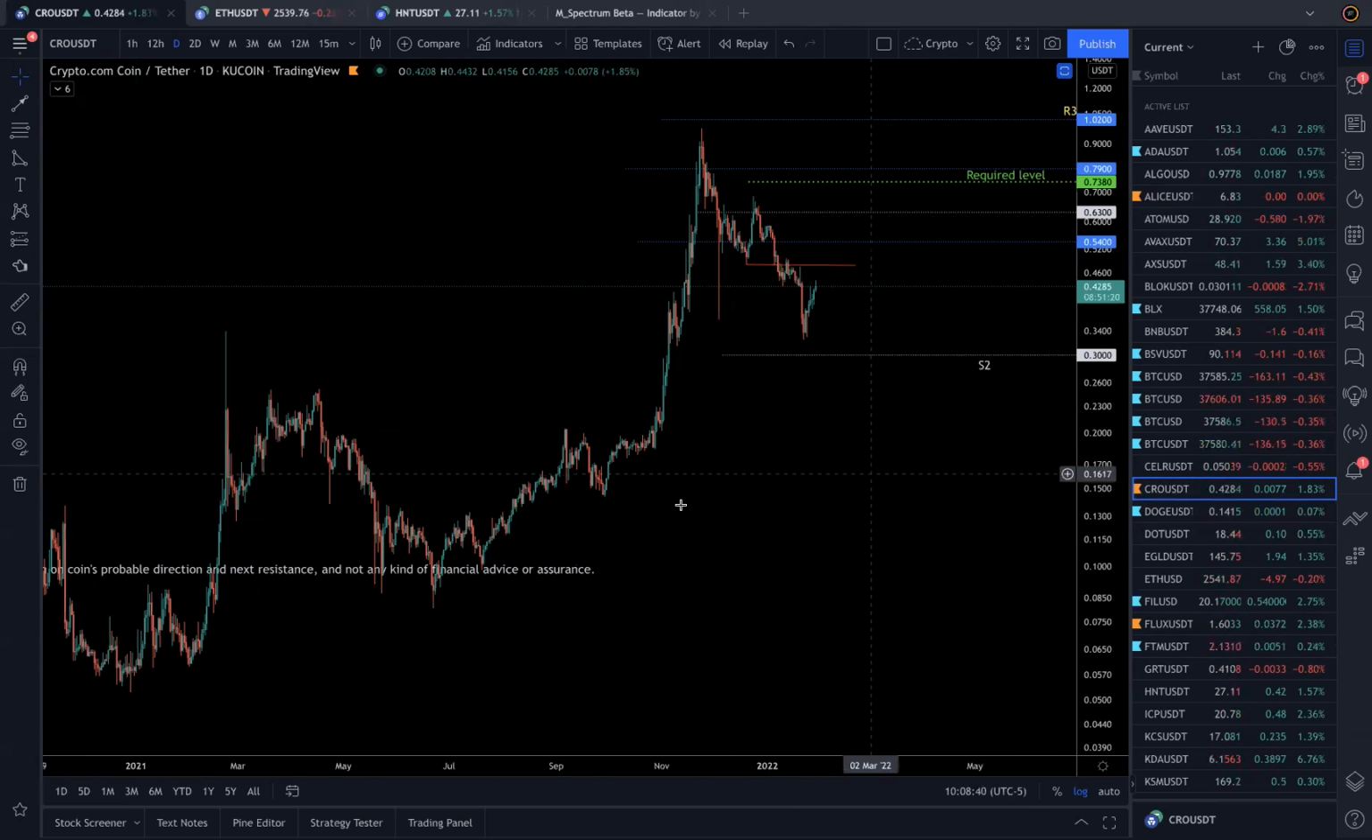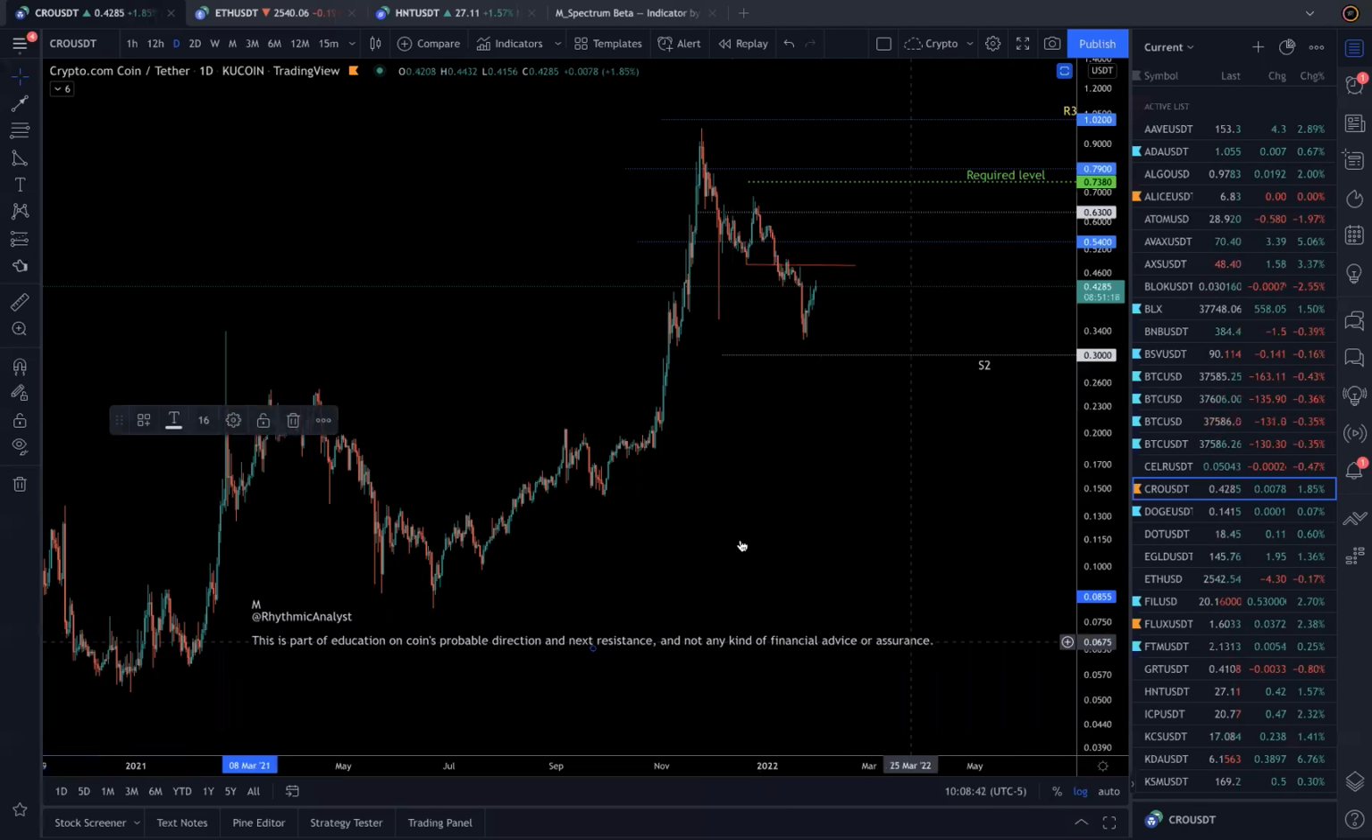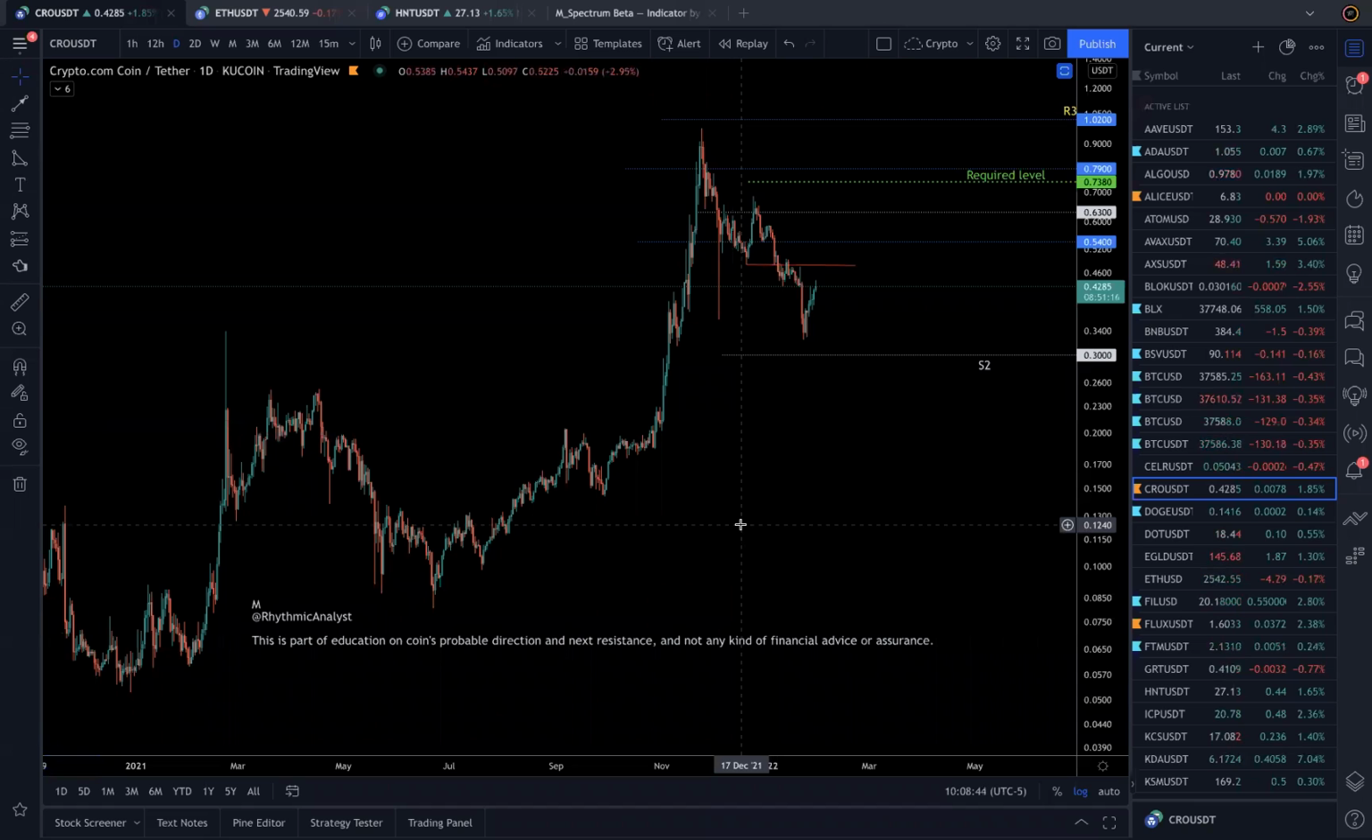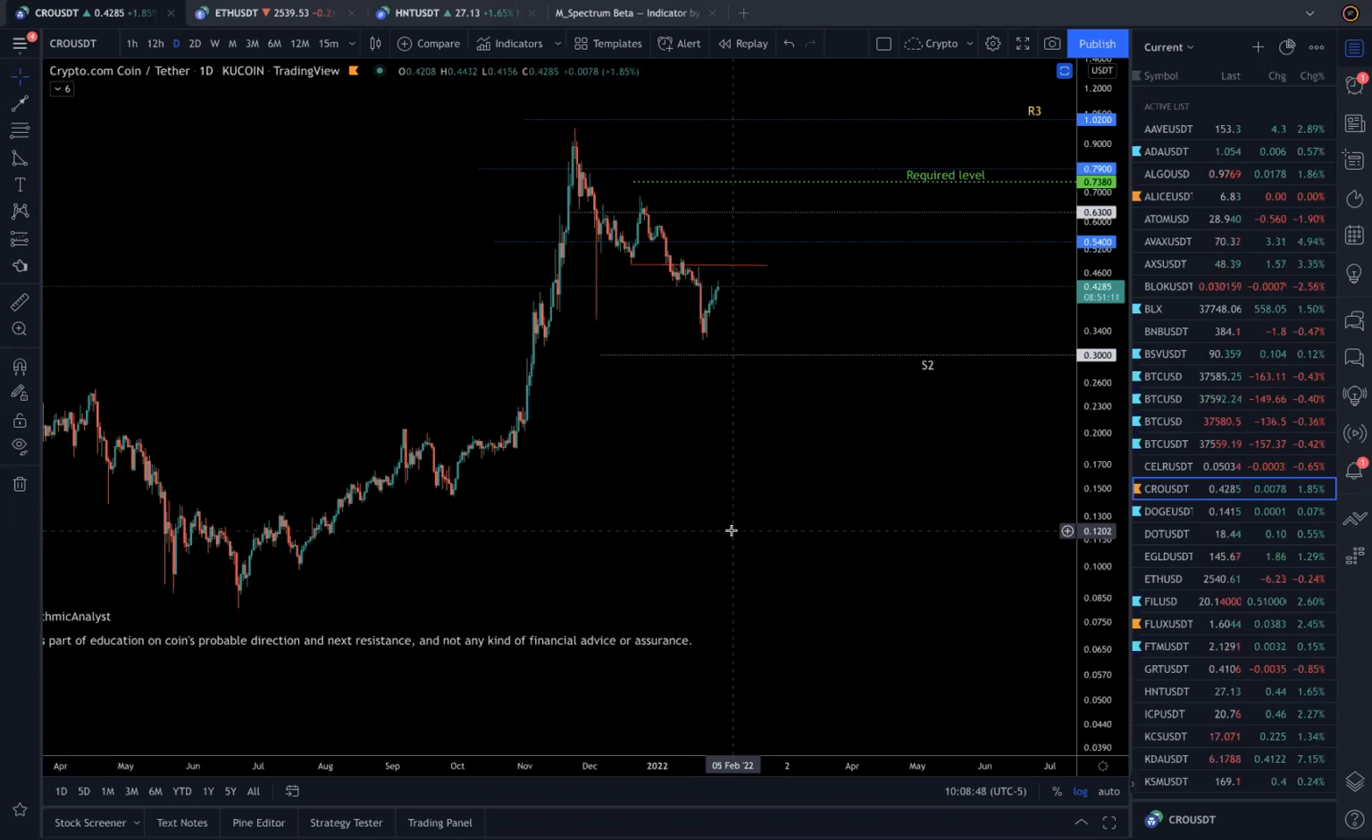Crow is interesting. It got hacked, so it's a little bit tainted. Let's see if they can improve and do well. Anyways, from a TA point of view, it has retested this level, right? So that's climbing up. All these levels are known to you, so you can refer to it.